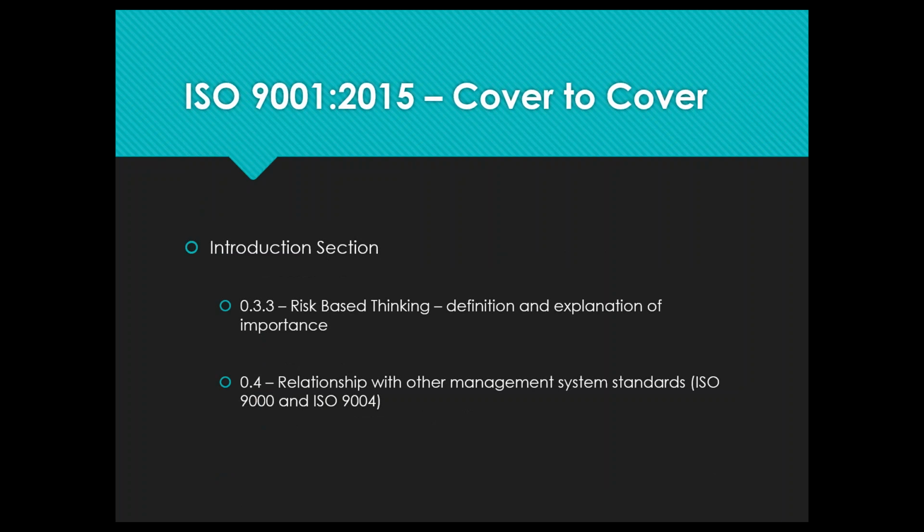Section 0.3 also talks about risk-based thinking. We're going to have further content on that as we continue through the standard. And then 0.4 talks about the relationship with other quality management system standards. Those other 2 standards are 9000 and 9004.